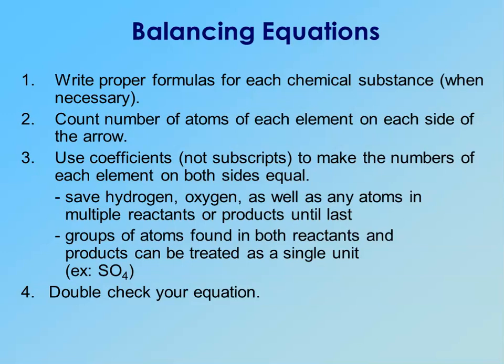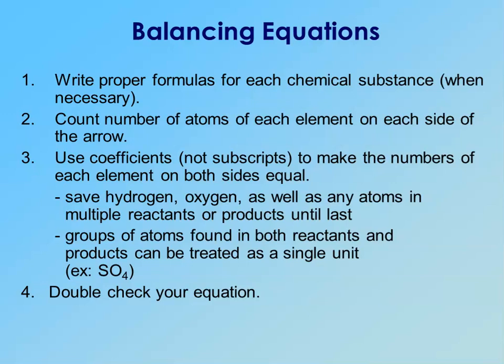So this video is going to focus on equations. In order to balance equations, you need to have the correct chemical formulas for both your reactants and products. If they aren't provided for you, make sure you follow your nomenclature rules in writing those formulas. We then want to make sure that we balance atoms on each side of our equation so that we have equal amounts of each element present.